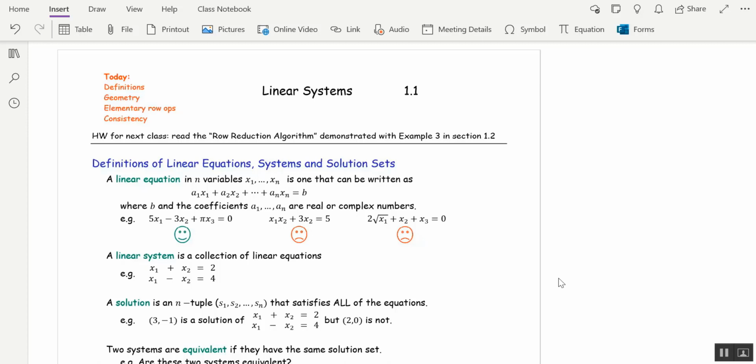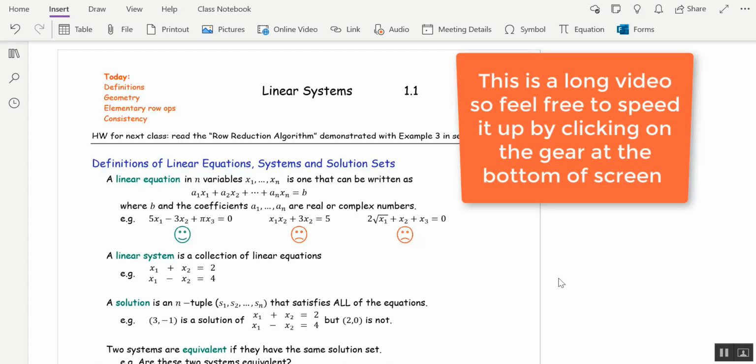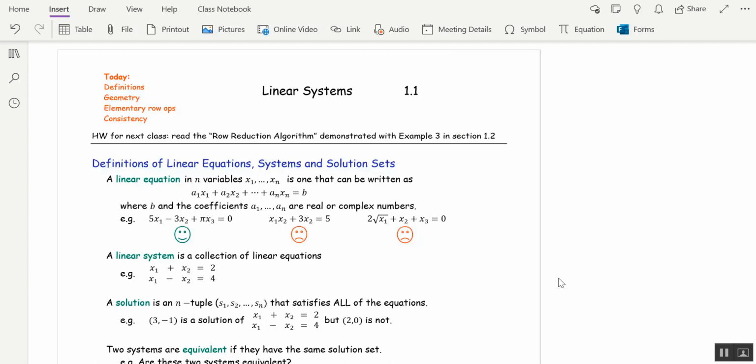Welcome to Math 3A, Linear Algebra. Sections 1.1 and 1.2 are the most important in the whole course, in that we'll be using the techniques that we learn in these two sections for the rest of the semester.